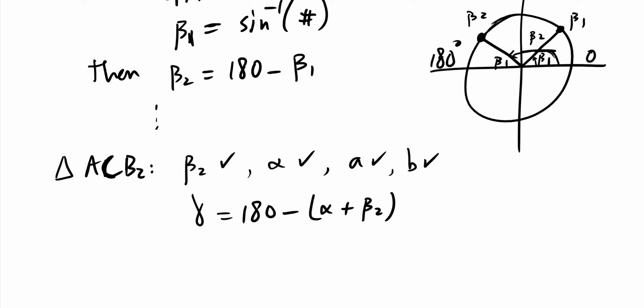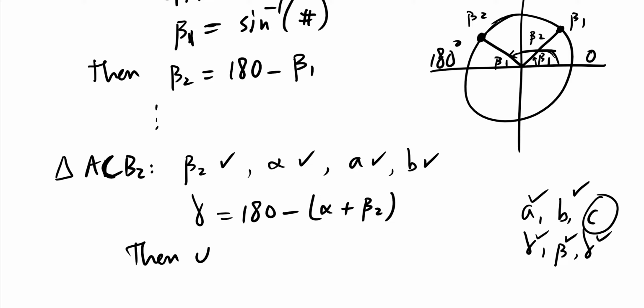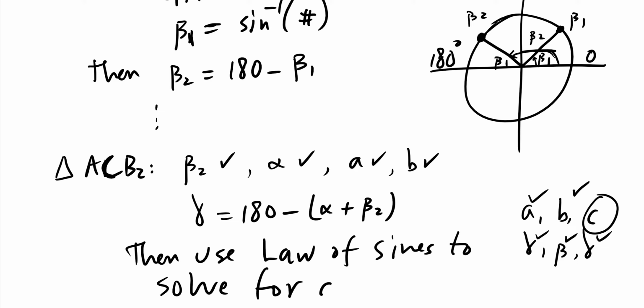Notice we have 6 elements of the triangle. I call them elements: A, B, C, alpha, beta, gamma. When they say solve for the triangle, it means we need to find all of them. Based on what we have so far, we got gamma, alpha was given, we found beta. A is given, B given, only C left. Then use law of sines to solve for C. So that's the procedure for this ambiguous case. Okay, that's the procedure for the ambiguous case.